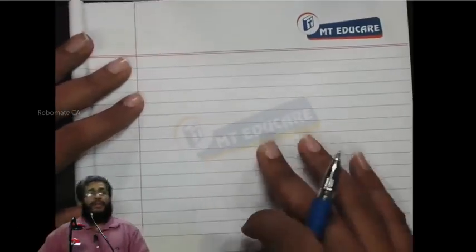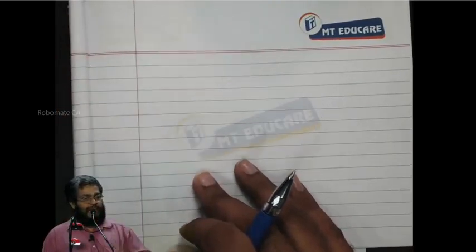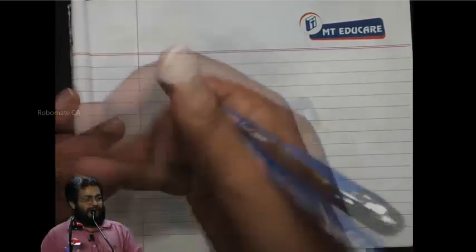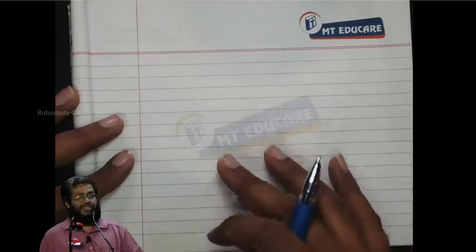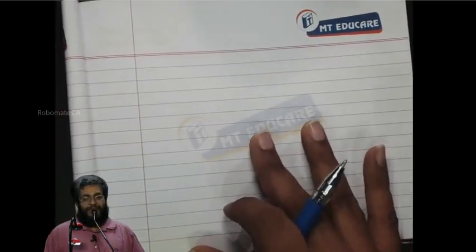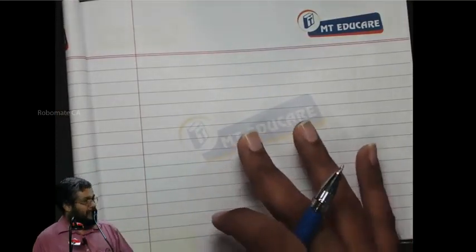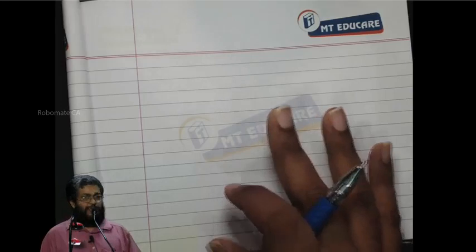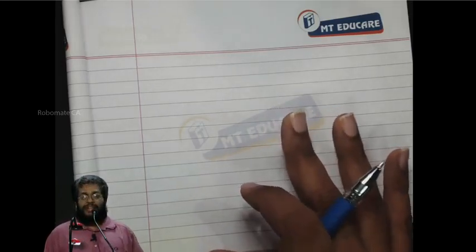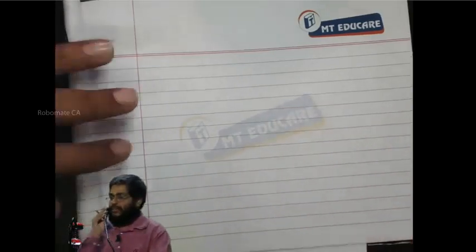This is already discussed in time value of money. You need not copy; just for discussion's sake, let us discuss and then proceed. There are two types of annuities: annuity due and annuity immediate. What is annuity due? Paid at the end of every year. What is annuity immediate? Paid at the beginning of the year.